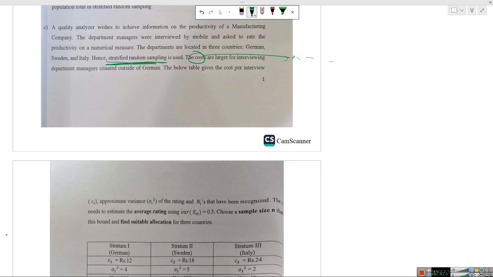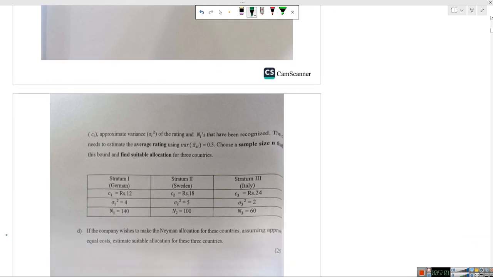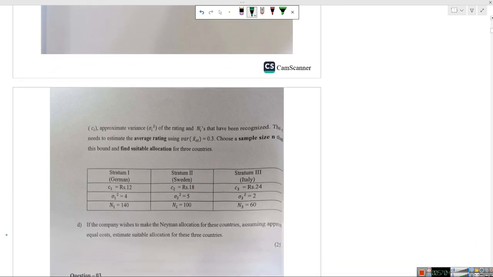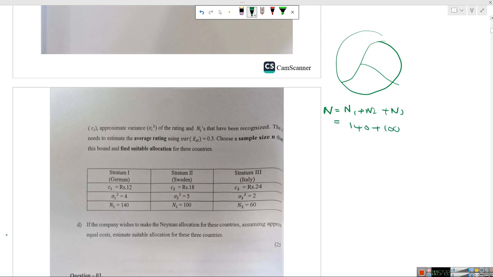What else? The summary data of the samples is given here. Now we have the entire country, which is divided into 3. n1 is 140, n2 is 100, and n3 is 60. So we can calculate n is equal to n1 plus n2 plus n3, which is 140 plus 100 plus 60. So it will be equal to 200... no, 300. Okay, 300.